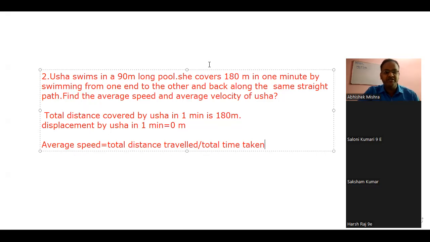Now I will unmute the participant. The next step is the calculation part. Can anyone tell what values I will put over here? Let me interact with you all, otherwise only I am writing here. Average speed is total distance by total time taken, and we know the total distance. Anyone? Raise your hand so that I can unmute you.